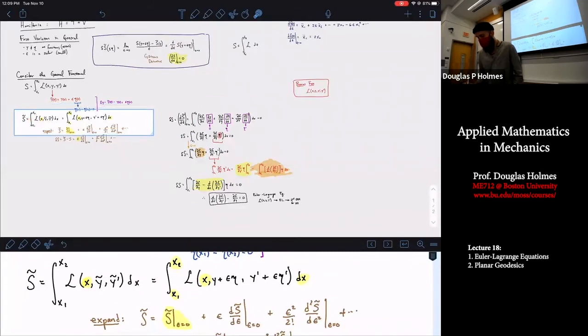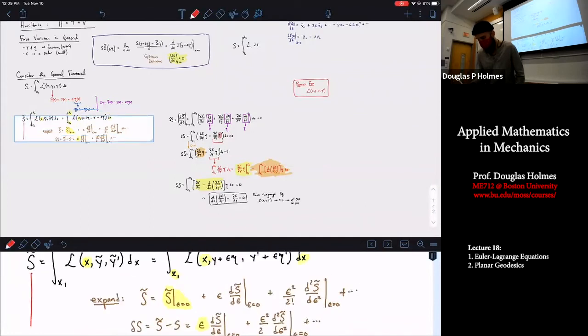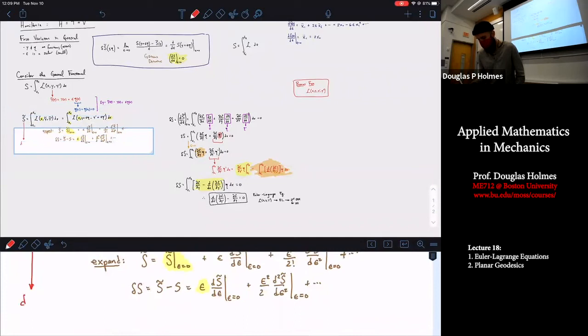So I need you to take the derivative of s, knowing that s tilde is the integral of the Lagrangian of x, y tilde, y tilde prime, right? How do you do that? Well, you can't just... I'm actually asking you to take the derivative of the stuff inside there. So I want you to do d by d epsilon of this stuff.